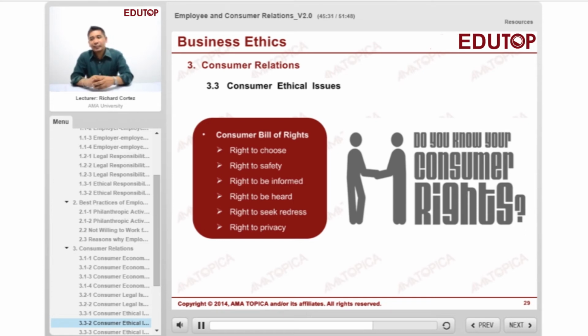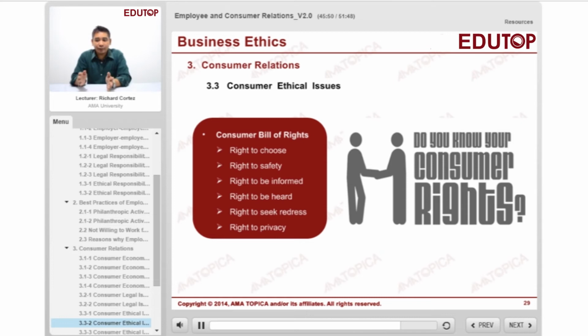And the last right of the consumer is the right to privacy. Okay, for example, you are a company providing a service, and you have a client, you should not divulge the identity of your client; that is private.